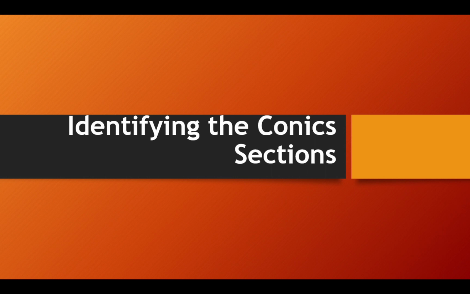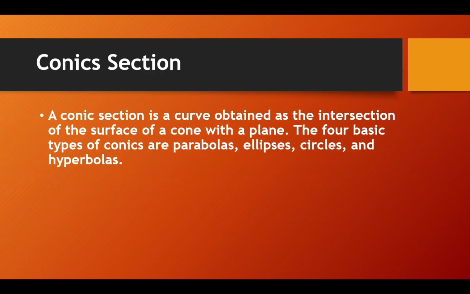In this video, I am going to discuss identifying the conic section. What is a conic section? A conic section is a curve obtained by the intersection of the surface of a cone with a plane. The four basic types of conics are parabolas, ellipses, circles, and hyperbolas.